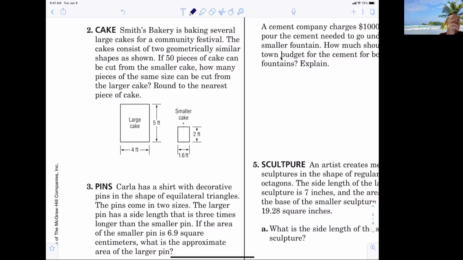Well, how many times bigger is the large triangle than the small triangle? So then the area would be how many times bigger? 9. The small one has an area of 6.9. So do 6.9 times 9. You're with me now, right? Again, keep trying. All right? Keep trying. Hopefully you'll see it.